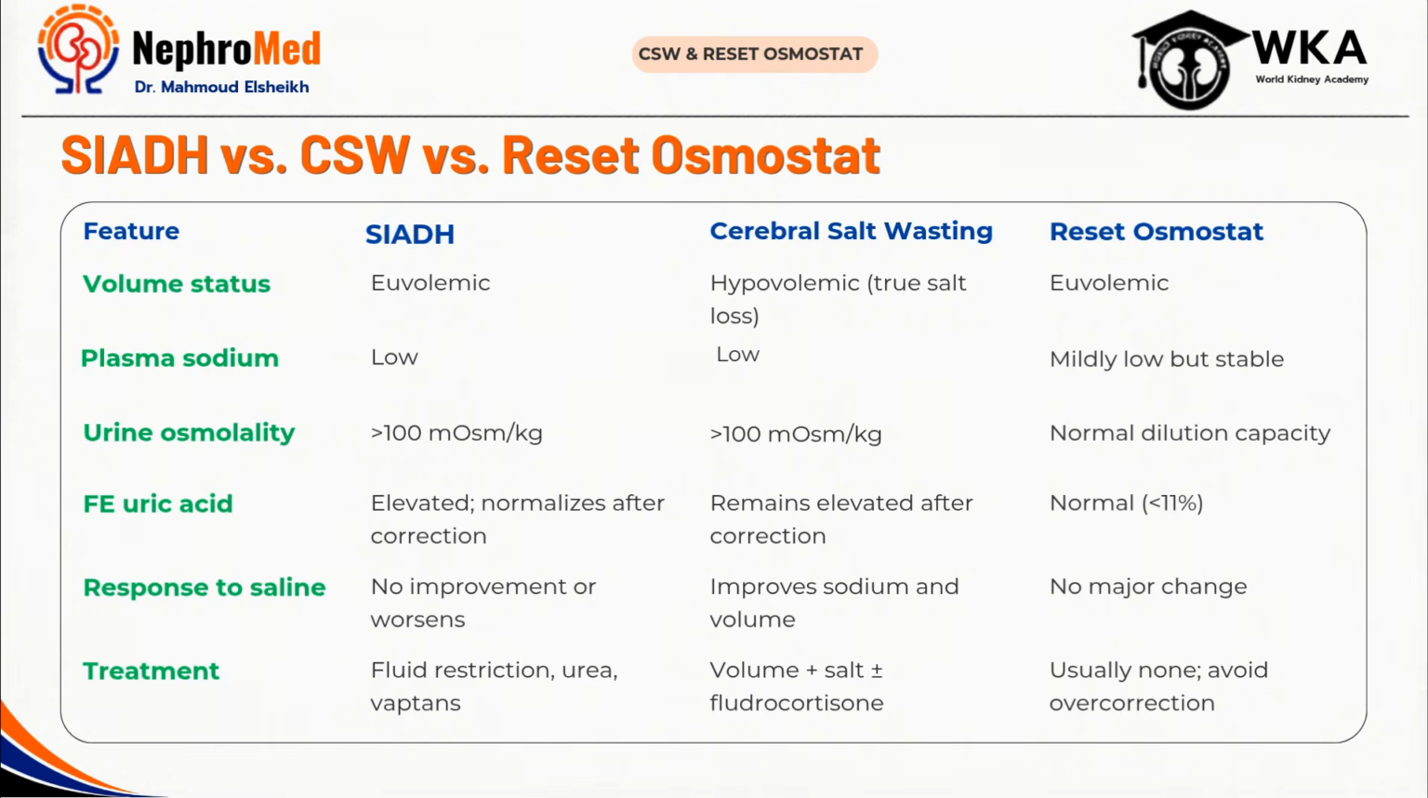The key takeaway is that identical sodium values don't necessarily reflect identical physiology. Understanding these underlying mechanisms is what determines the correct treatment strategy.